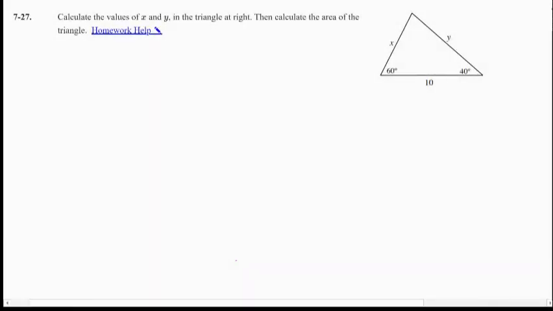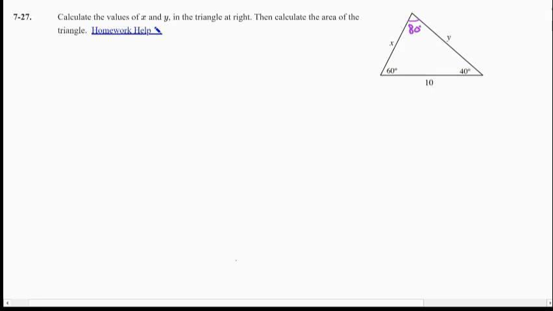You're asked to calculate the values of x and y in the triangle at the right, then calculate the area. So first thing to do here, I have two angles here, 60 and 40, so I can find the third angle because I know all angles add up to 180. If this 60 plus 40 is 100, then I know that this angle here must be 80.